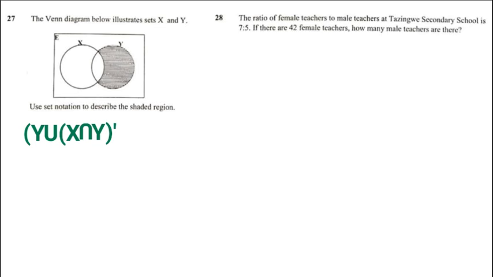Okay, now we can go to question 28, which is: the ratio of female teachers to male teachers at Tazingwe Secondary School is 7:5. If there are 42 female teachers, how many male teachers are there? In that question, we are given the ratio 7:5. Then we are told that there are 42 female teachers, and we are asked to find how many male teachers there are. So we're going to say the ratio of 5 for the male teachers is equal to X.